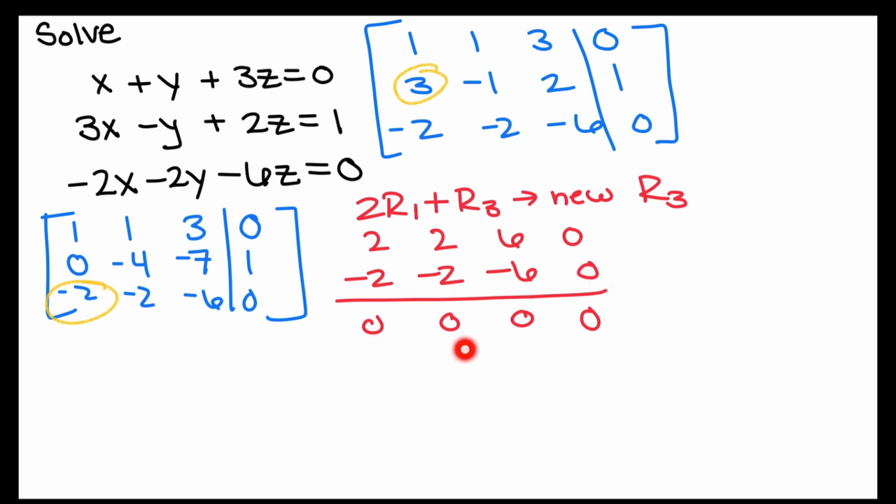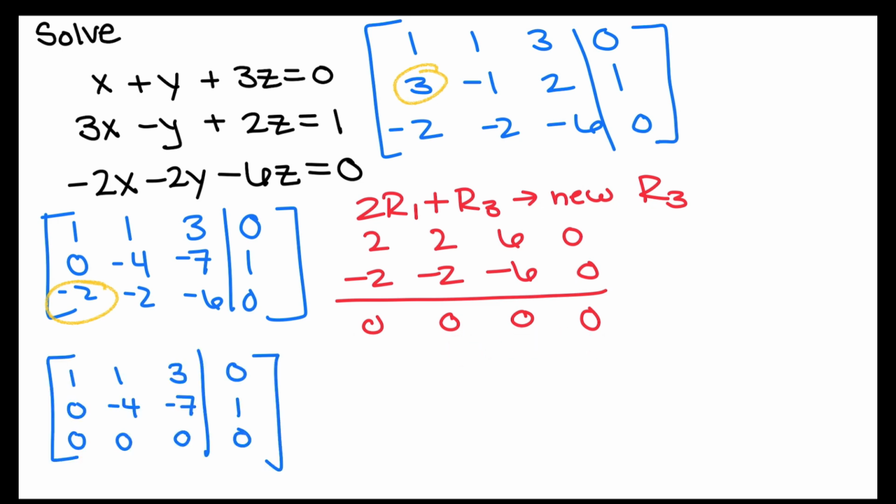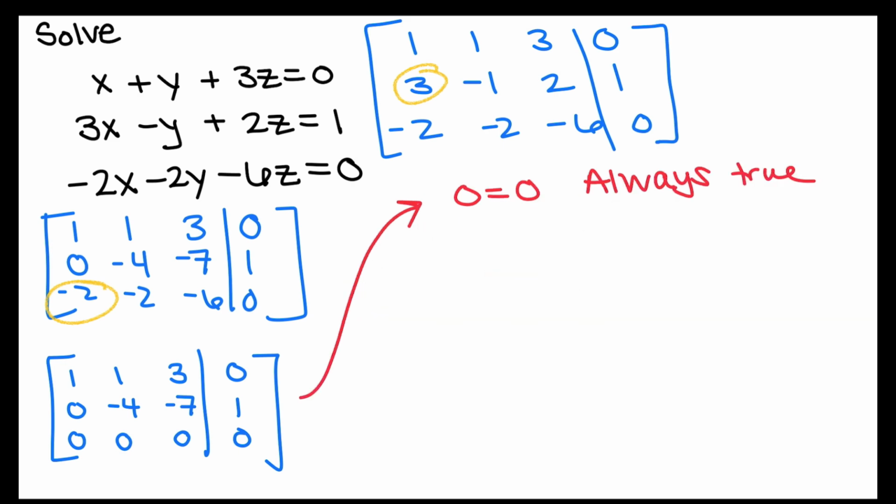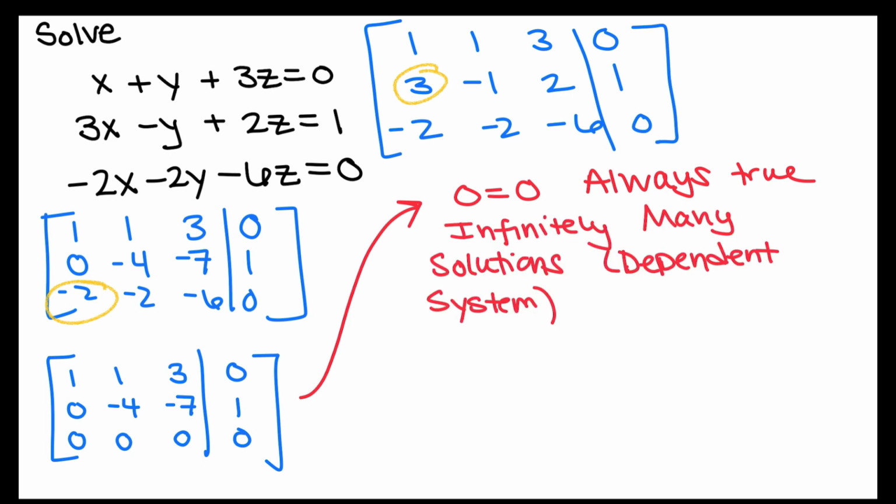We end up getting 0, 0, 0, 0. And so our matrix, first row is 1, 1, 3, 0. Second row, 0, negative 4, negative 7, 1. And that last row is now all zeros. So what does that mean? That last row actually corresponds to the equation 0 equals 0. This is a true statement. 0 equals 0 is always true. No matter what x and y are equal to, 0 equals 0 is always true.